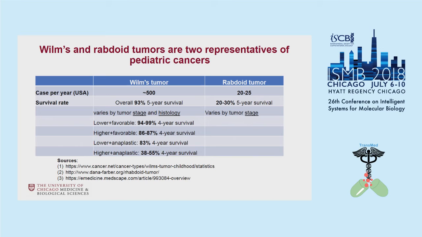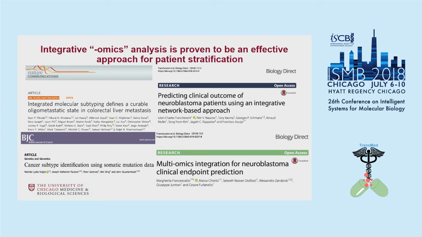Traditionally, the classification of those tumors is based on anatomic locations. But these days, lots of high-throughput genomic data are being generated. So people are turning their focus to using those high-throughput molecular data to do patient classification or subtyping. One approach is to use integrative omics analysis to stratify the patients.